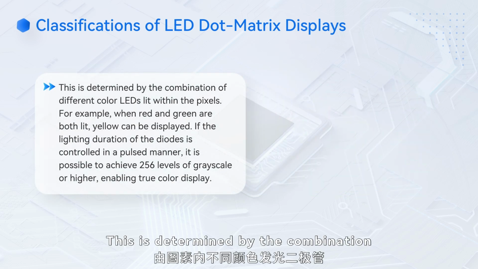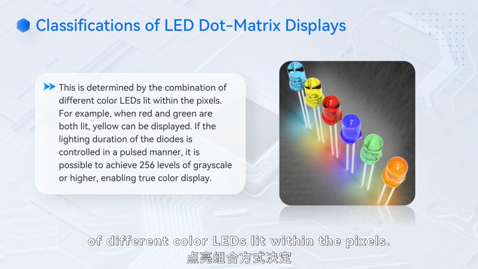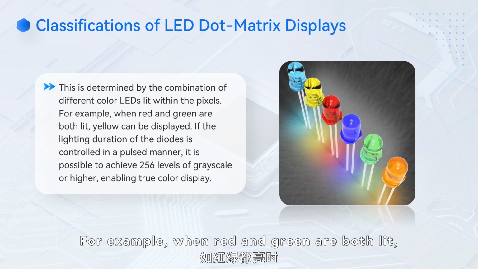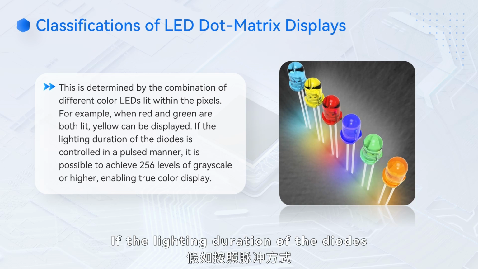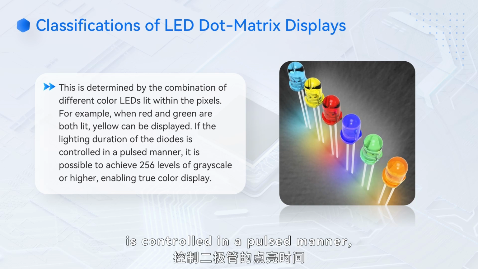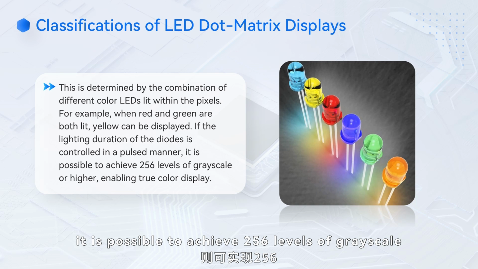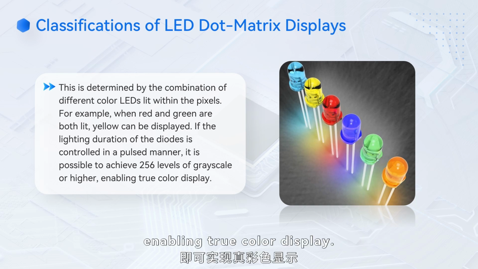This is determined by the combination of different color LED chips within the pixels. For example, when red and green are both lit, yellow can be displayed. If the lighting duration of the diodes is controlled in a pulsed manner, it is possible to achieve 256 levels of grayscale or higher, enabling true color display.